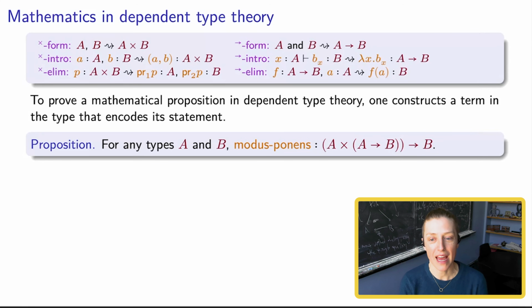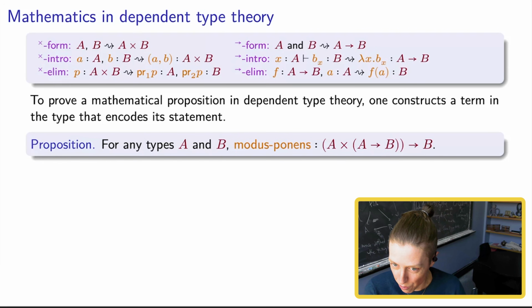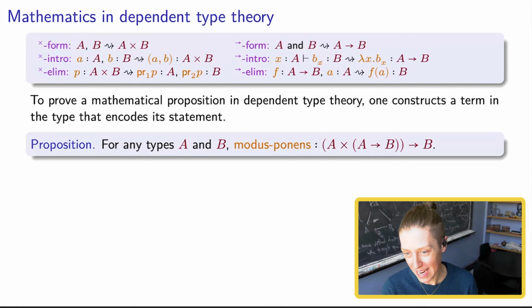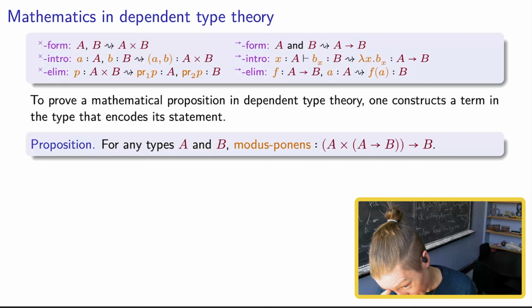So for any types A and B, what I've written here is a type. I've formed this type by iteratively applying the formation rules for product types and function types. Now I'm going to read the name of this type aloud using the Curry-Howard correspondence, which I'll show you in just a second. So I can read this type as A and A implies B implies B.